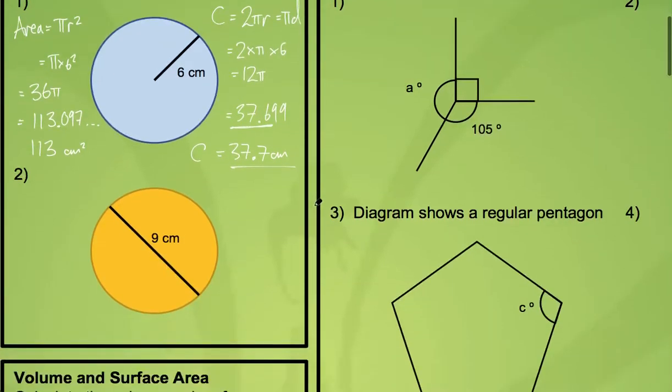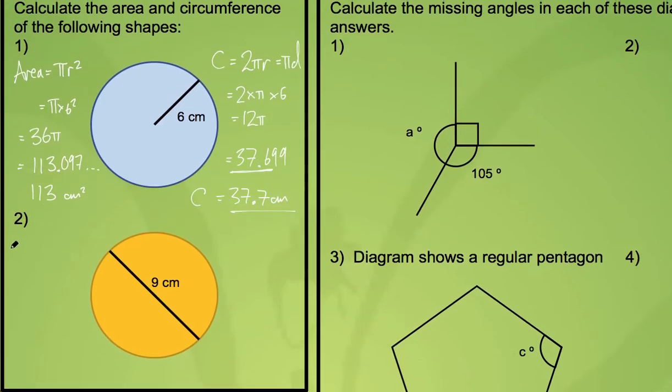Next one, very similar. I'm doing pi r squared, but of course I need to work out the radius first. That is pi times 4.5 squared, half of the diameter. 4.5 squared on the calculator gives me 20.25. So 20.25 times by pi, and my answer to that is 63.617, which I round to 3 significant figures as 63.6 centimeters squared.